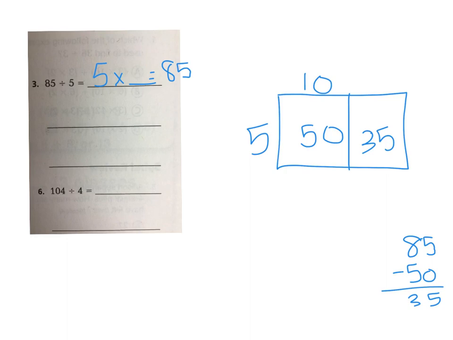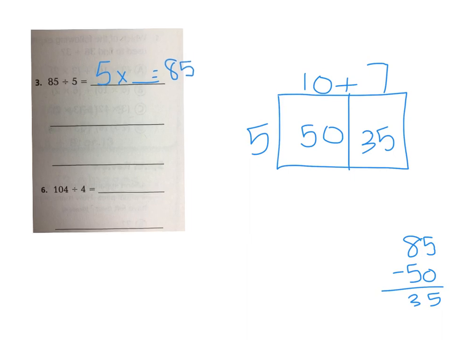Now, here's where it gets easy. Count by fives times what will equal 35. If you count by fives, you know 5 times 7 would equal 35. So your answer for the factor that will go right here would be 17, because you're going to add these 7 and 10 together. So let's go ahead and write 17 on this line. So our related multiplication problem would be 5 times 17 would equal 85.